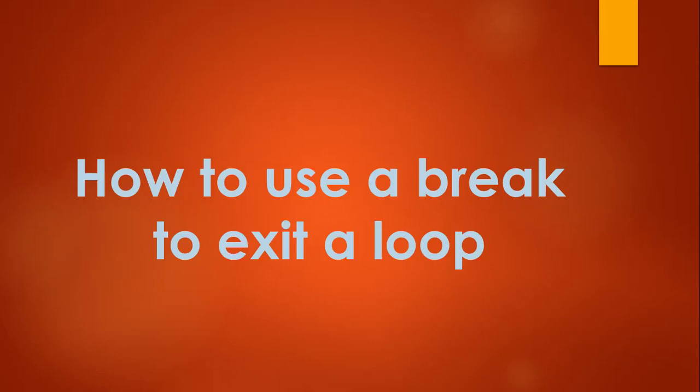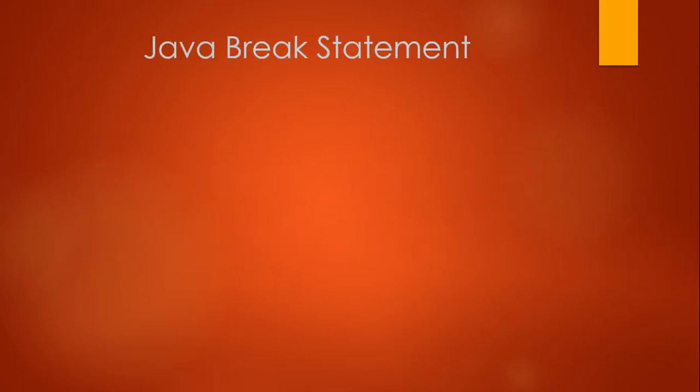In this tutorial, we are discussing how to use a break to exit a loop. So first of all, the Java break statement. Java has features that allow you to use jump statements. Jump statements are flow control statements that cause a jump to another part of your program. Java supports three jump statements, and break is one type of Java jump statement. Let's discuss the Java break statement.